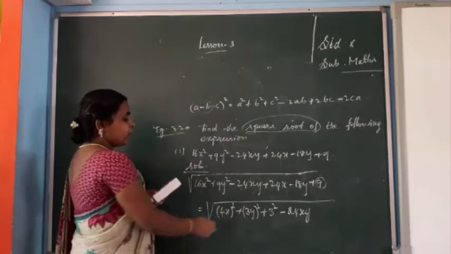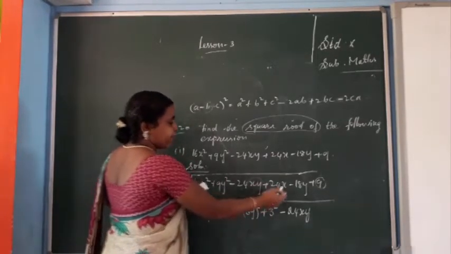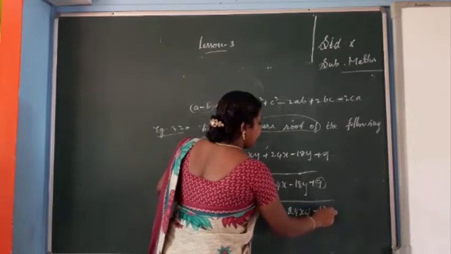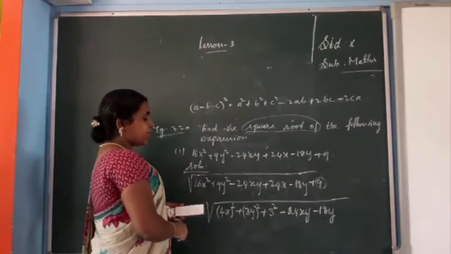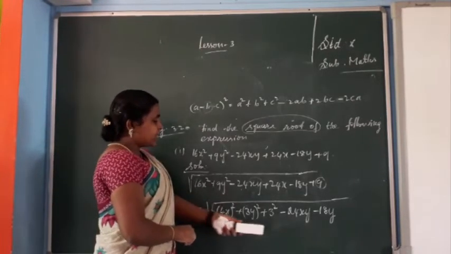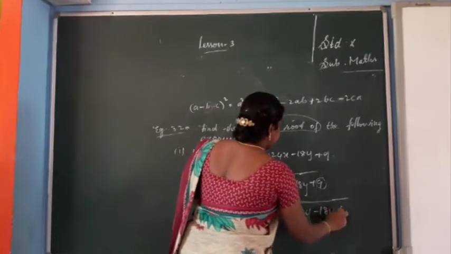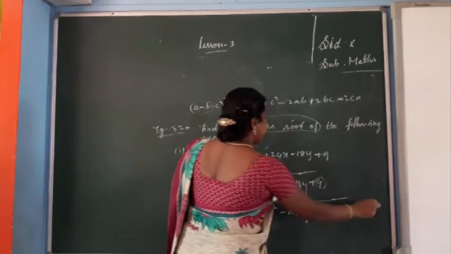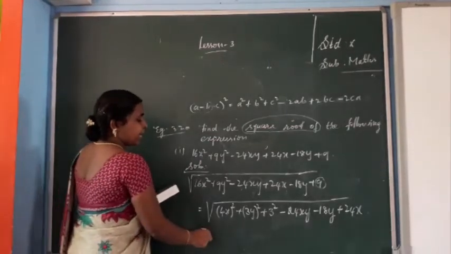Next bc means one y term you will get. So the y term is what? That one you write here: minus 18y. Next plus 2ca. C is 3, a is x. So the x term, what is remaining, that one only, so 24x. So I write that. So now we can write the answer directly.